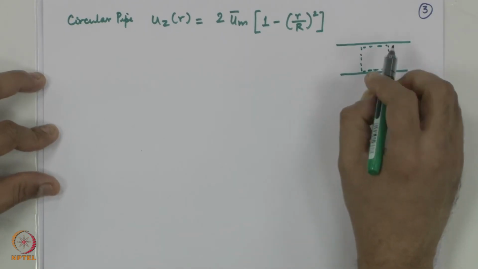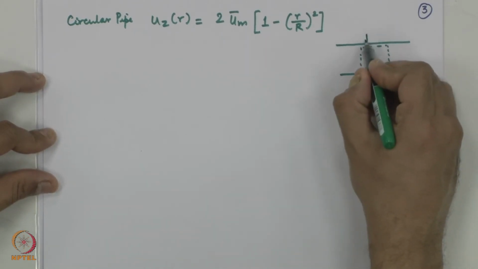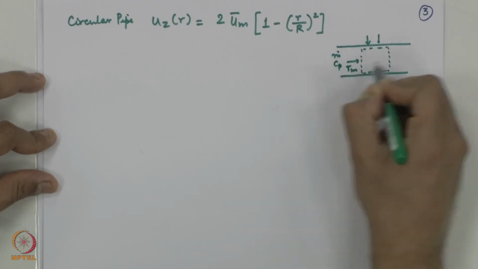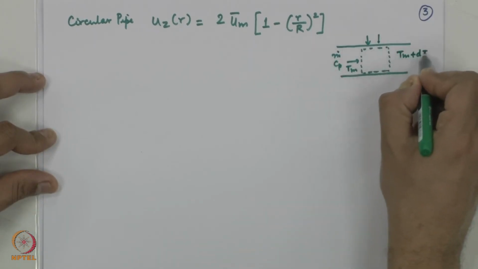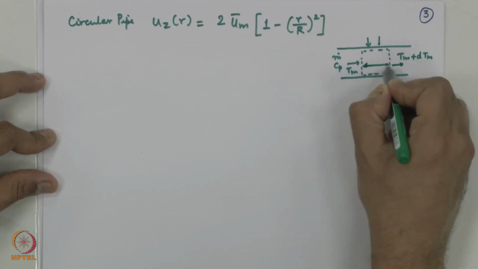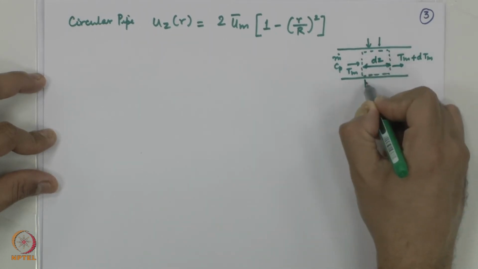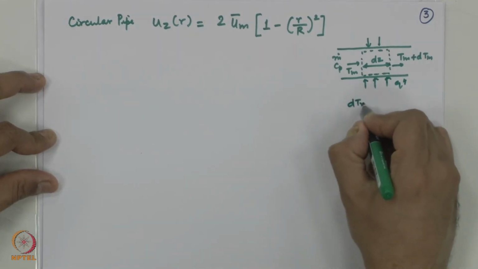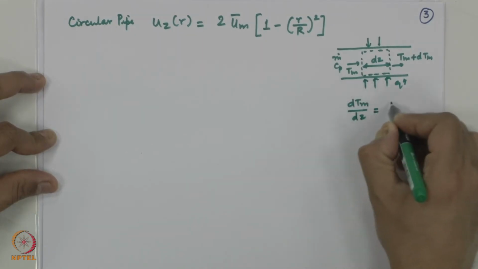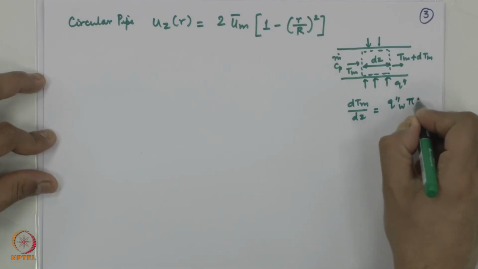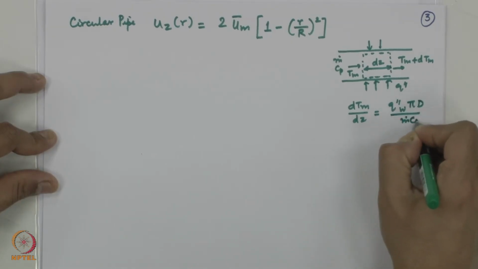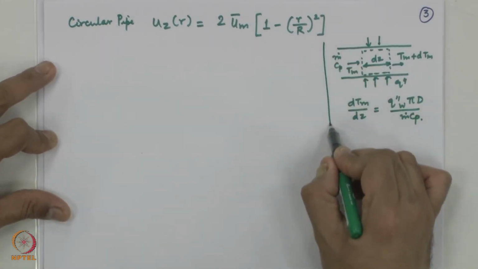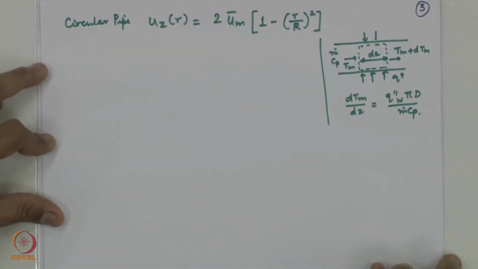please remember, when I had my energy balance where you just did not have any viscous dissipation, m dot Cp T bulk mean, this is T bulk mean plus dTm, this is my control volume of thickness Z, and this is my volumetric heat flux. I got dTm by dz is equal to q double prime pi d by m dot Cp. Correct? We have shown this several times. This was the energy balance.